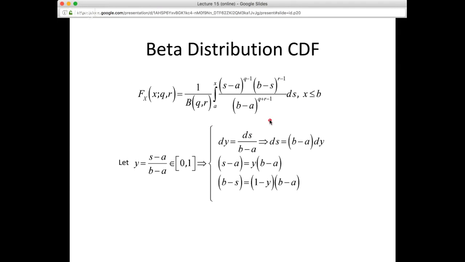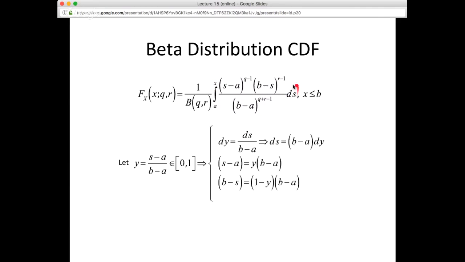You can see that we've got a couple of different components to this integral that we have to replace. We have to replace ds with something involving y, or dy. We also have to replace this quantity here, b minus s, and this quantity s minus a. We don't have to worry about b minus a because it's really just a constant relative to the integral. And then we have to deal with the change in the limits too. So these are all things we have to consider. Let's go one step at a time.